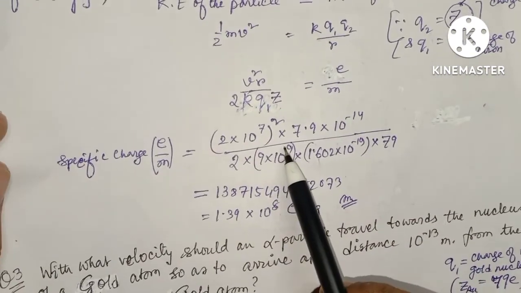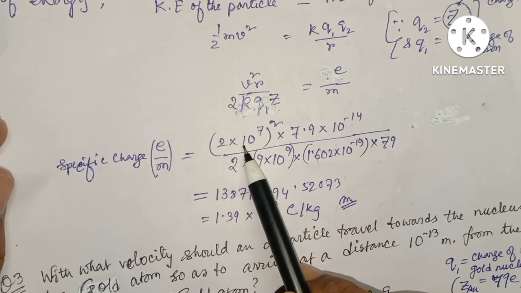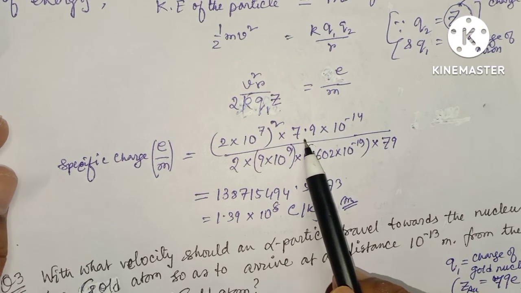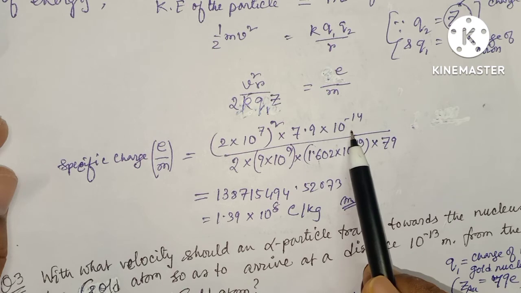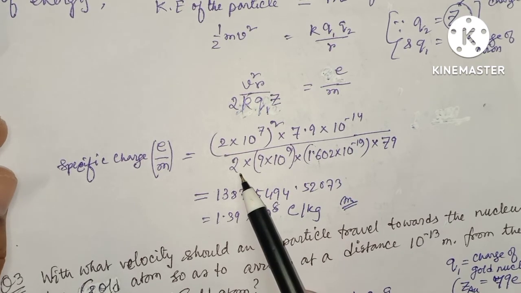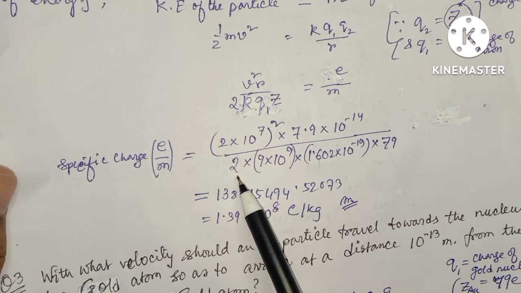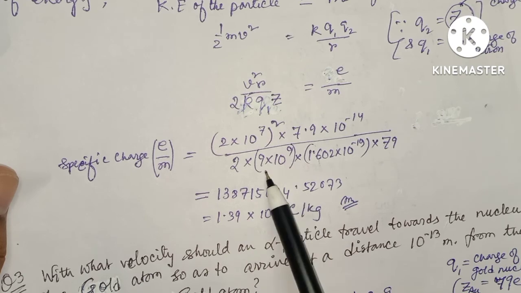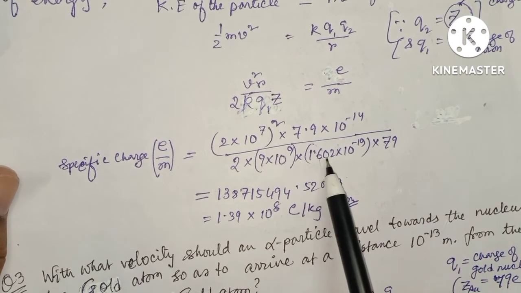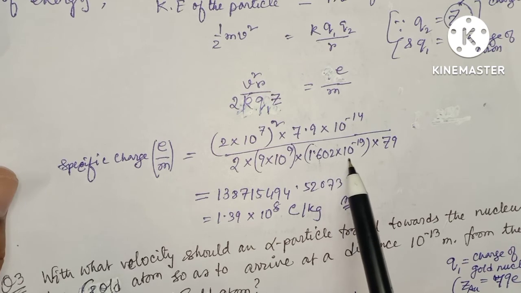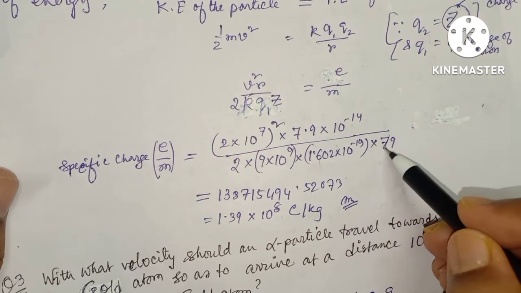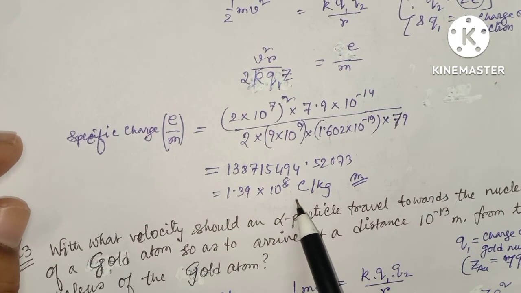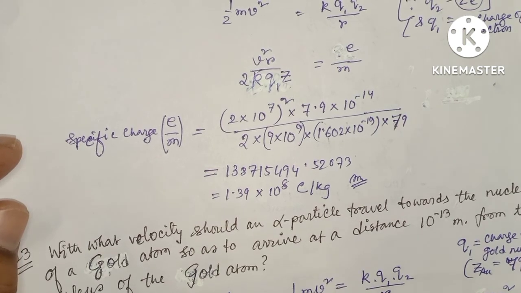Therefore, putting values of velocity, that is 2 into 10 to the power 7 provided in the numerical, and r, the closest approach, 7.9 into 10 to the power minus 14, divided by 2 into 9 into 10 to the power 9, that is the value of kappa, and the charge of electron 1.602 into 10 to the minus 19 into 79, we get the value of e by m as 1.39 into 10 to the power 8 coulomb per kg.